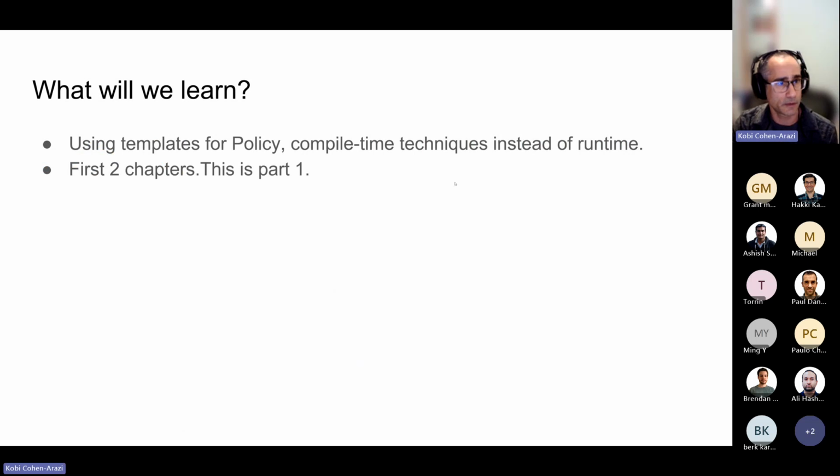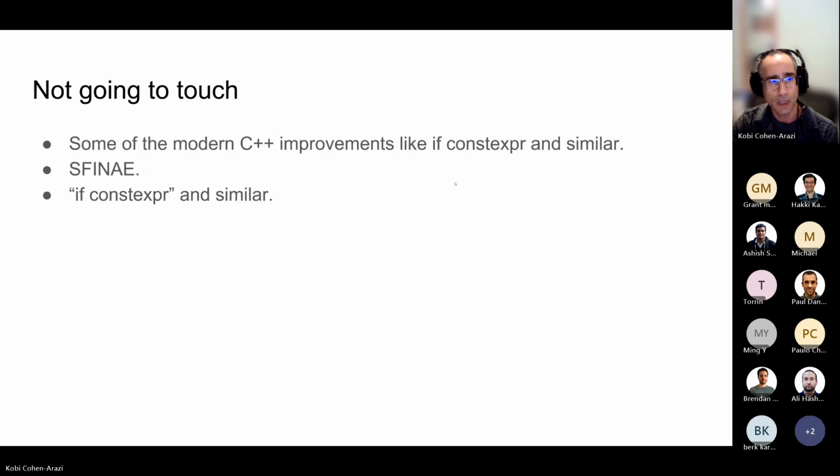So what do we learn today? This is, again, the first part. We'll talk about using templates for policy, compile time techniques. And this is basically, instead of using runtime polymorphism, we'll talk about static polymorphism and how we can achieve that using policy-based design. So I'm not going to touch on some of the modern C++ improvements, like if constexpr and similar, and not talking about SFINAE. If you don't know what SFINAE is, we'll talk about it in part two, so don't worry about it.